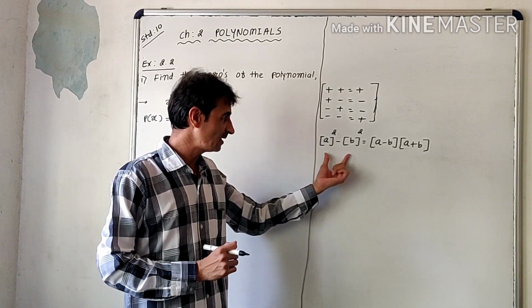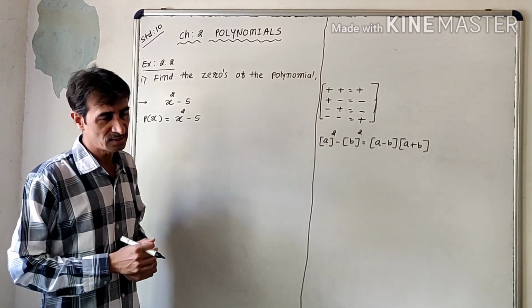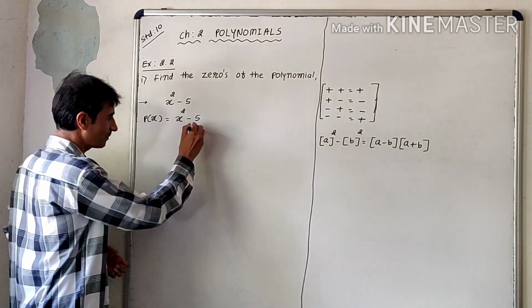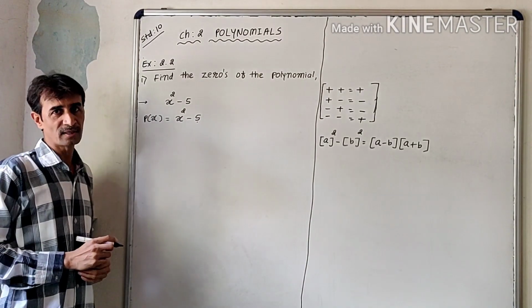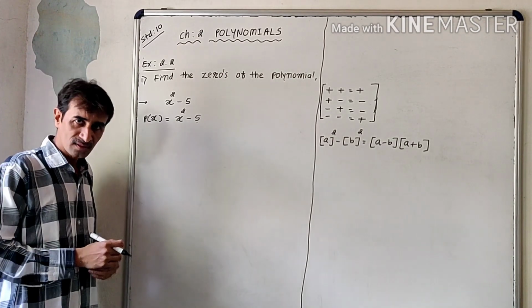I want to compare here. This is my identity: a square minus b square is equal to a minus b times a plus b. So here the problem is that 5 is not a perfect square number, which means I cannot find the square root.